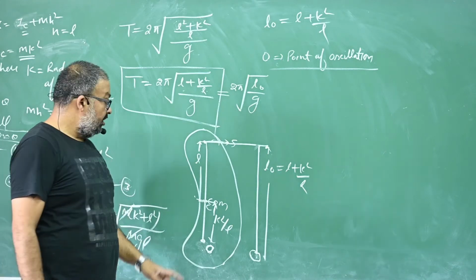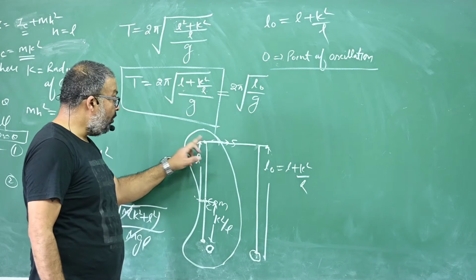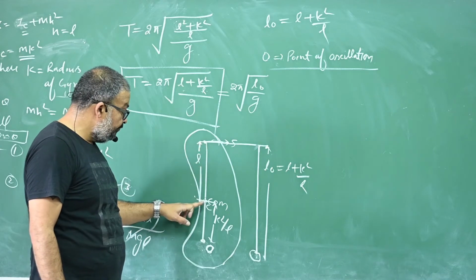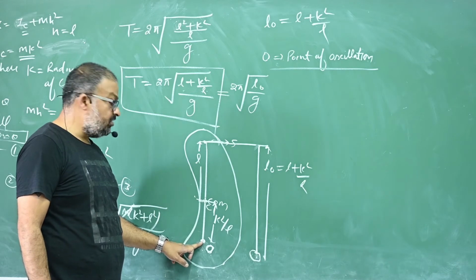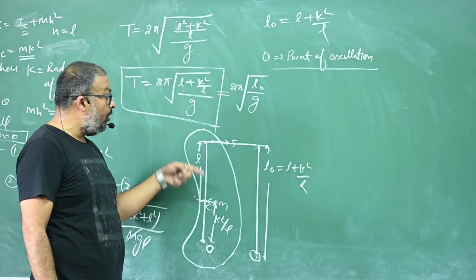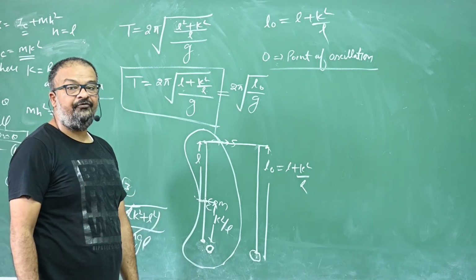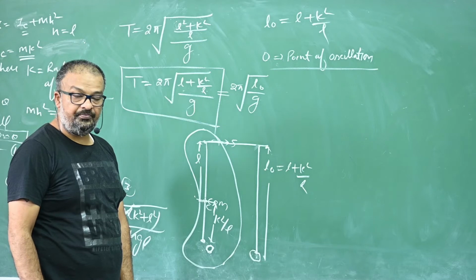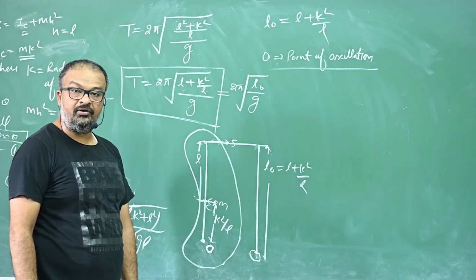Is that okay? So now we have 3 points on this rigid body. Point S, which is the point of suspension. Point C, which is the center of mass. And point O, which is the point of oscillation. And the distance of the point of oscillation from the point of suspension is the equivalent length of the rigid body or compound pendulum to the simple pendulum. Is that okay?